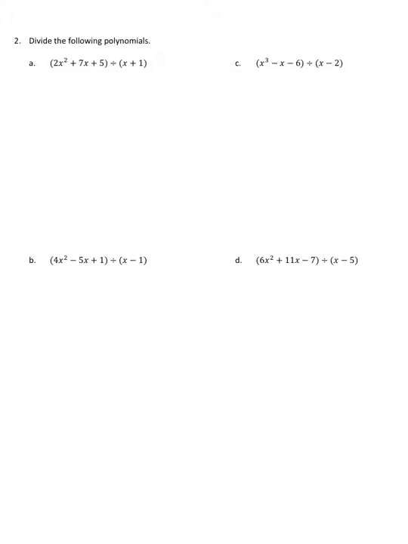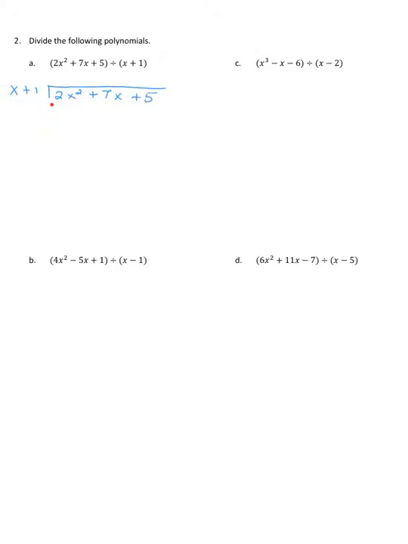So problem 1 was multiplying. Question 2 is going to be dividing, so the inverse of that process. So here I want to divide x plus 1 into 2x squared plus 7x plus 5. I'm going to set this up using the division algorithm. That is, I have x plus 1, and I'm dividing that into 2x squared plus 7x plus 5.